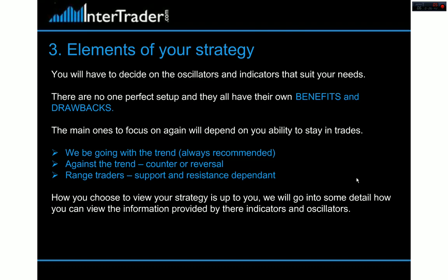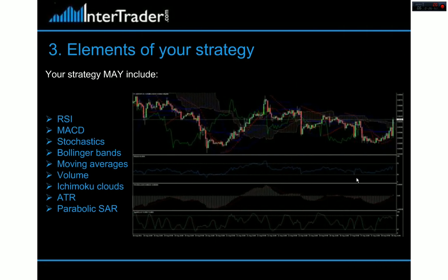Go with the trend because that's what the majority of market participants are doing. Simple. So you can think about all the elements of your strategy. If you do everything like RSI, MACD, stochastics, Bollinger Bands, they're all based upon what's happened in the past. So what's happened in the past gathers this data. All these things, stochastics, volume, Ichimoku clouds, ATR, parabolic SAR, they can only give you an idea of what will happen in the future. Yeah?